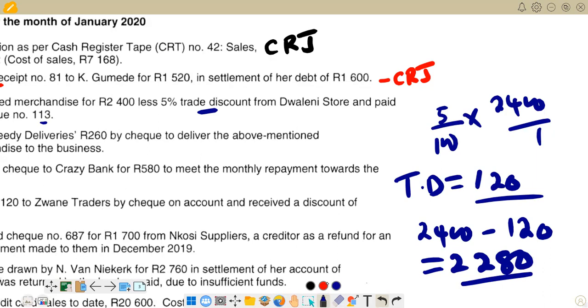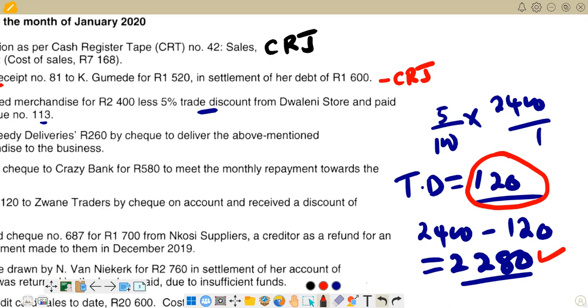So what we are saying is that this amount for trade discount is not shown in the books of accounts. You just calculate it and remove it, but you don't show it in the books. So we are going to ignore it. We are just going to be concerned with the amount after we've removed that trade discount, which is 2,280.